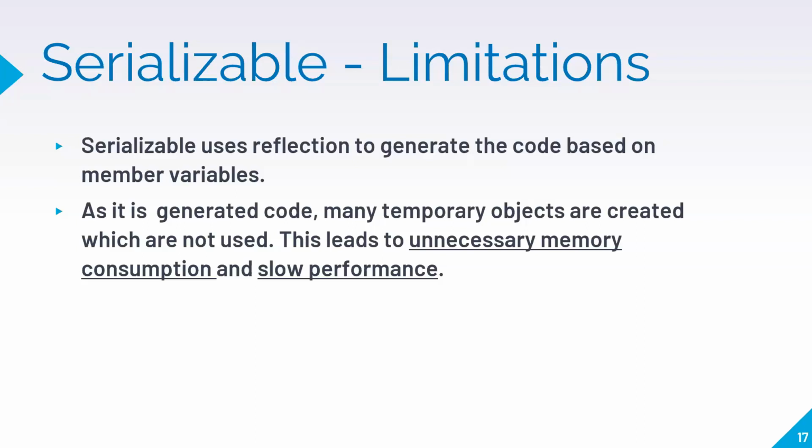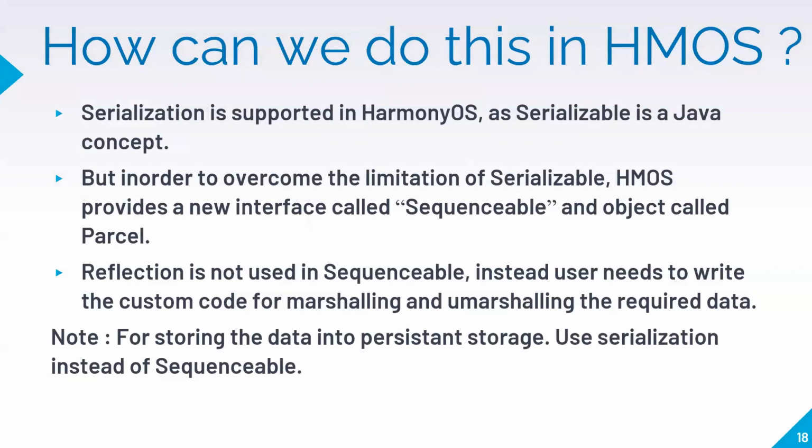So let's see how we can overcome these setbacks in HarmonyOS using one of the APIs. What is that API, or what is that class? That is nothing but Sequenceable. We have a class called Sequenceable, or you can call it an interface. Okay, that is better.